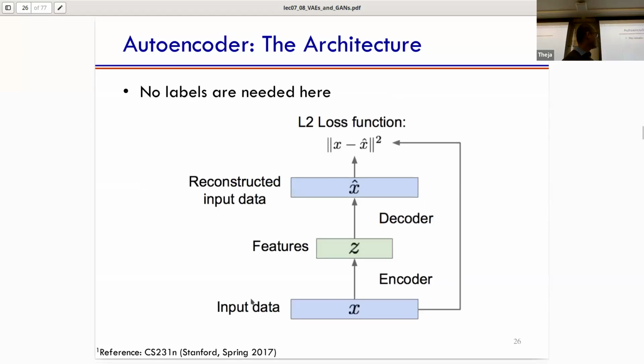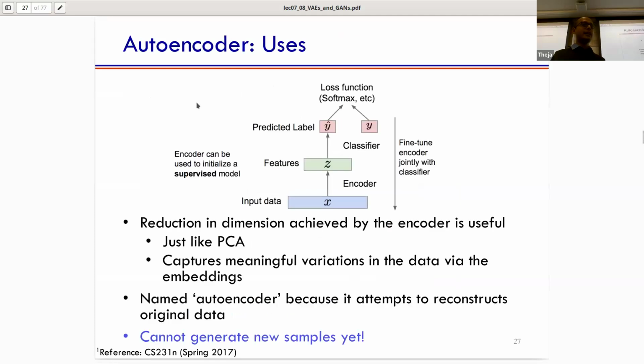Okay, so same picture zoomed in. The loss function generally is a squared loss. At this point, I guess the one takeaway is that there are no labels needed. This can also be compared to PCA, as I just mentioned.